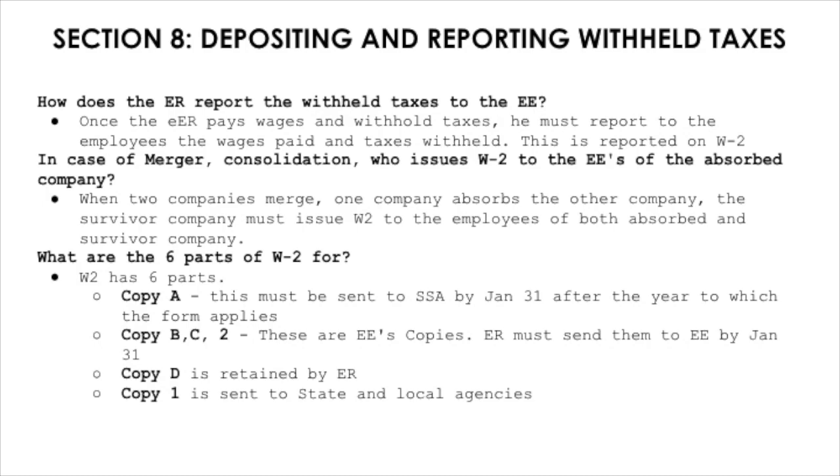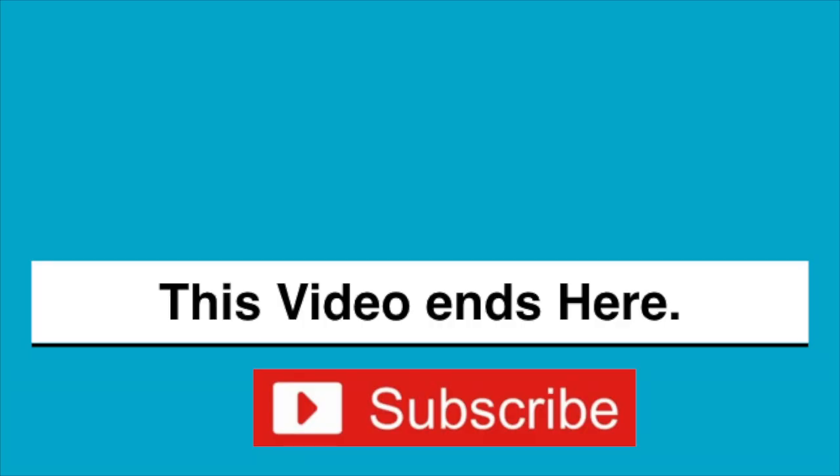What are the 6 parts of W-2 for? So W-2 has 6 parts. Copy A. This is for SSA, and it must be submitted to SSA by January 31 after the year to which the form applies. And copy B, C, and 2. These are employee copies. Employer must send them to the employee by January 31. Copy D is retained by the employer, and copy 1 is sent to the state and local agencies.